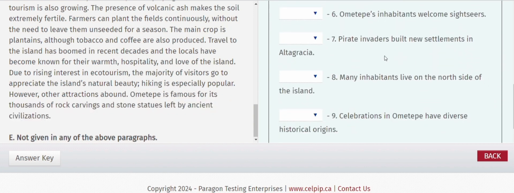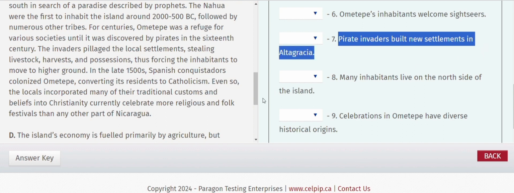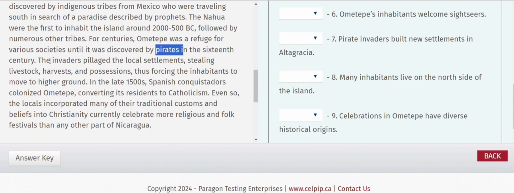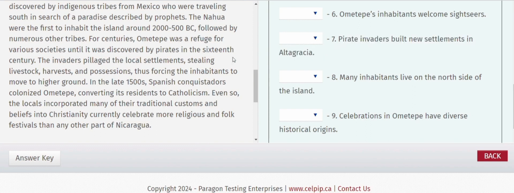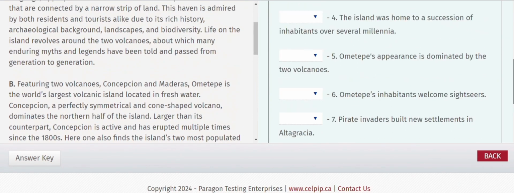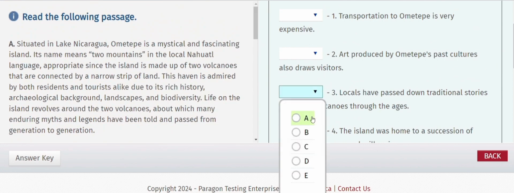Now another example to show how the keywords can be misleading. The 7th statement mentions pirate invaders built new settlements in Ultra Gracia. So when you read the paragraph, you will see the words pirate, invaders, settlement. Seeing similar words in statement 7 will compel you to mark it as the answer. But here the idea is extremely different. So mostly when you find many similar keywords in the sentence and in the paragraph, it can be misleading. So when you find one or more keywords in the statement and paragraph, carefully analyze it and arrive at an answer.